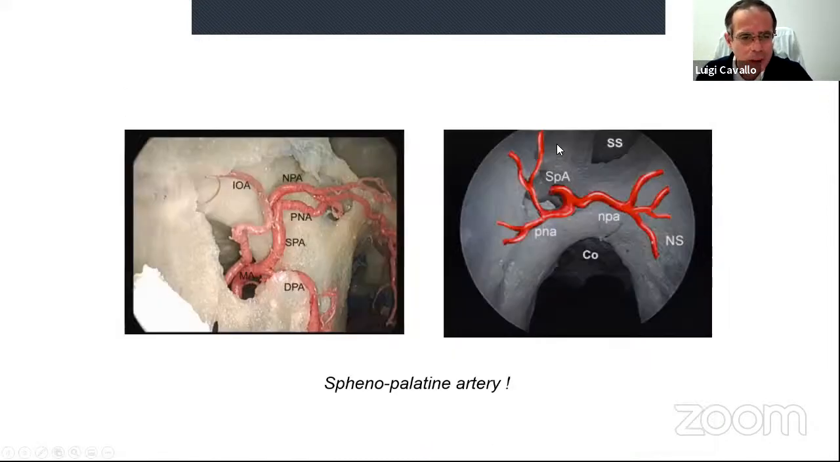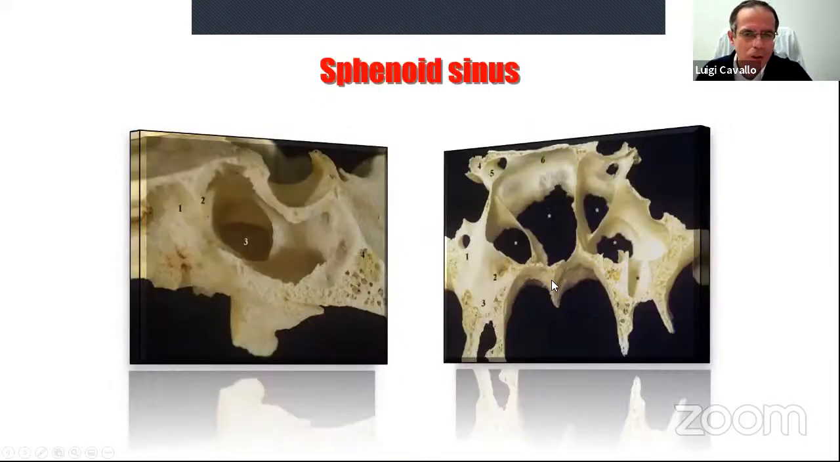Okay, in doing that, you have to respect the vascularization of the posterior nasal cavity, coming from the nasoseptal artery, the sphenopalatine artery, and from the posterior nasal artery. Then you enter into the sphenoidal sinus.